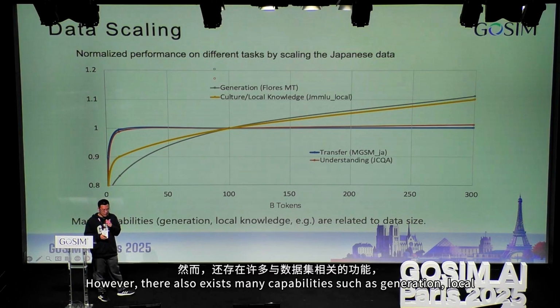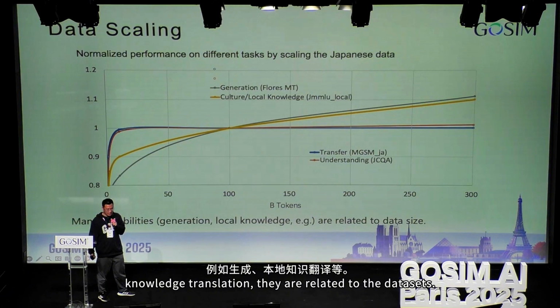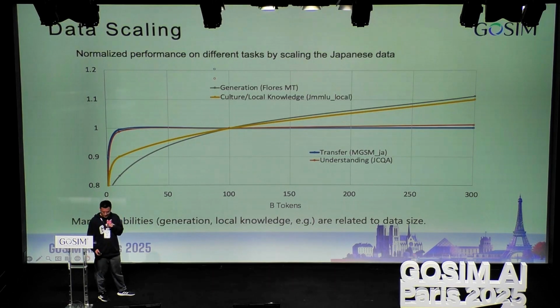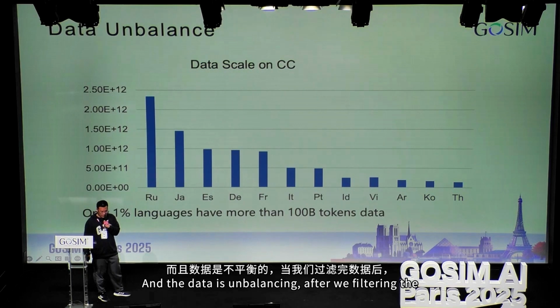However, there also exist many capabilities, such as generation, local knowledge, and translation, that are related to the language's own data. So scaling is still effective in multilingual. And the data is unbalanced.